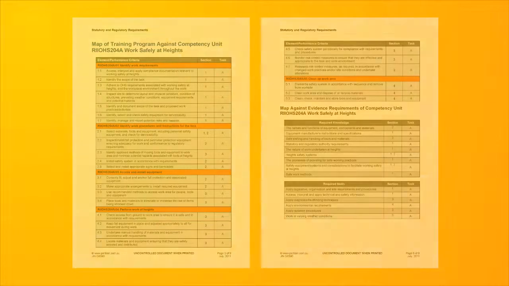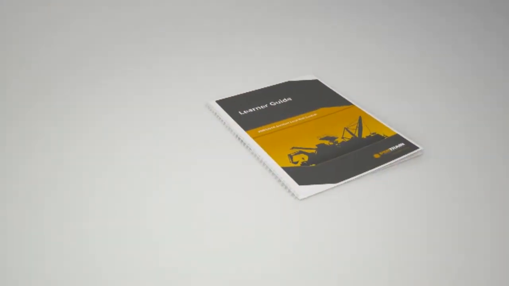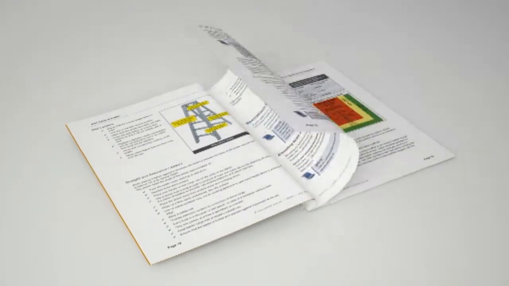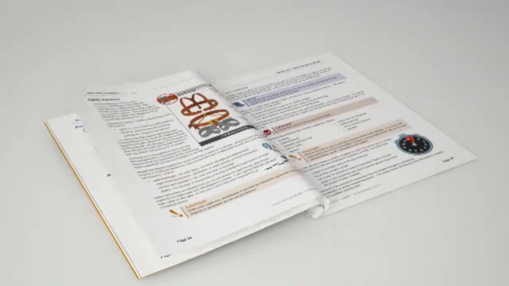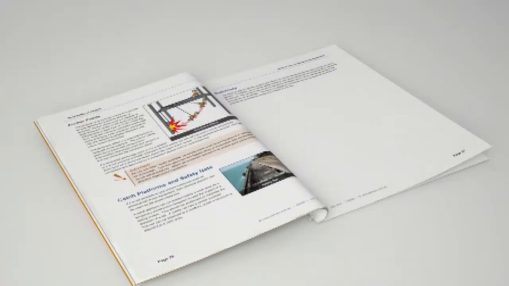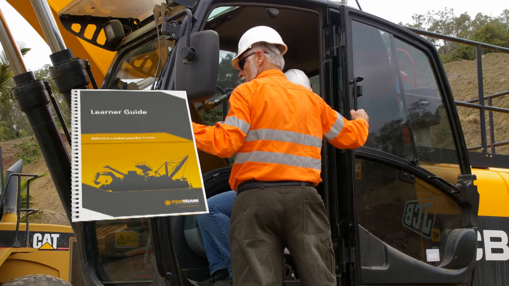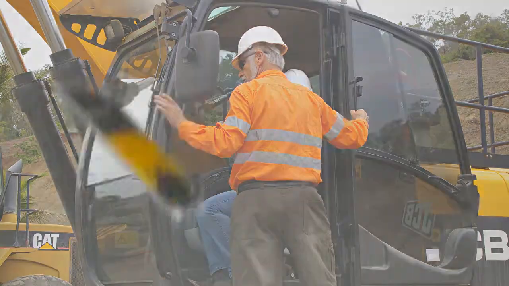unit of competency. The learner reference material is primarily a resource for learners to reference before, during, and after training. This material presents the theory component of the subject in a logical, easy to read and understand format. This is supported throughout the training by on-site demonstrations and practical exercises to maximise transfer of learning and tailor it to the worksite. Learners should keep a copy of reference material for future reference while on the job. Additional copies can be provided by Pertrain.